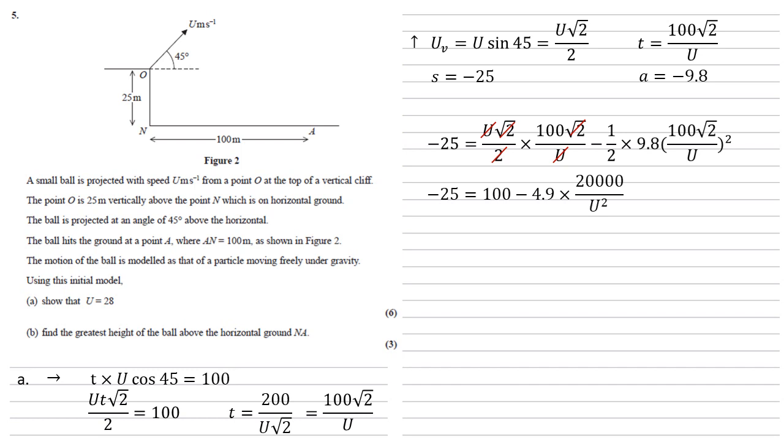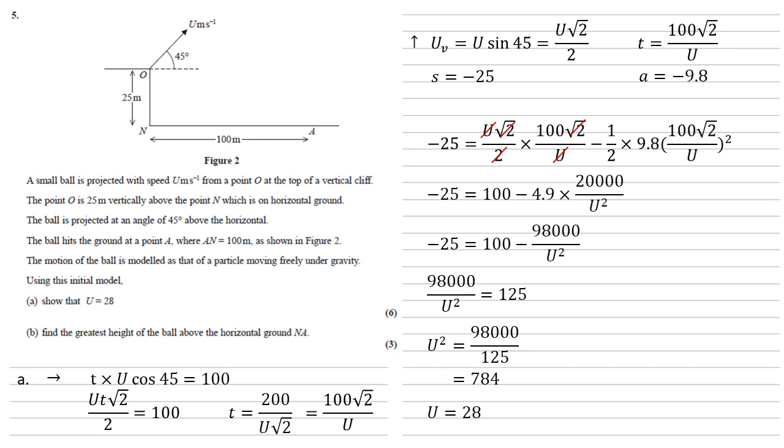So we end up with minus 25 equals 100 minus, and that half times 9.8 is 4.9, and squaring the bracket gives us 20,000 over u squared. This gives us minus 25 is equal to 100 minus 98,000 over u squared. So 98,000 over u squared is 125. Rearranging, u squared equals 98,000 over 125, which equals 784, hence u is equal to 28 as required.